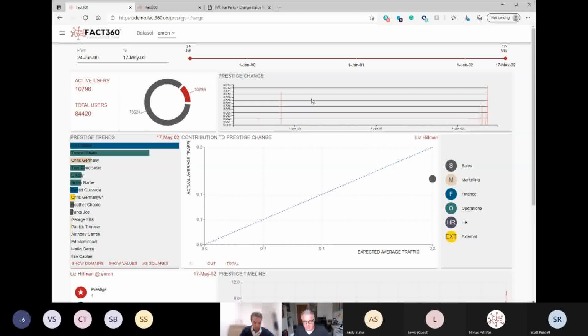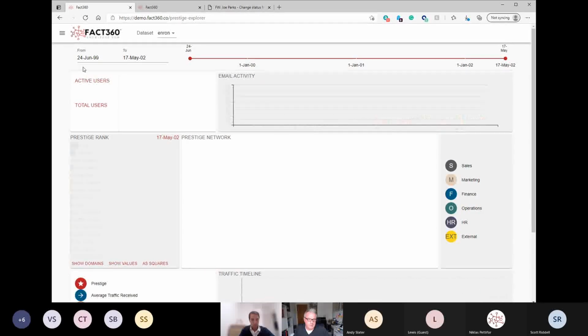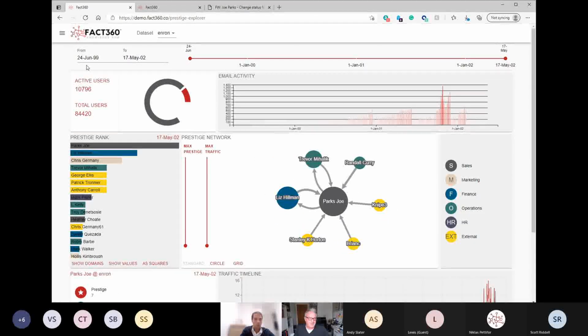You have active users and this sort of... actually in Prestige Change, I'm in the wrong one, apologies. This is the Prestige Explorer. Like timeline across the top, we've got active users, we've got the email activity. So these are the peaks and troughs of what's been happening. Again, these are just statistics, but important ones.